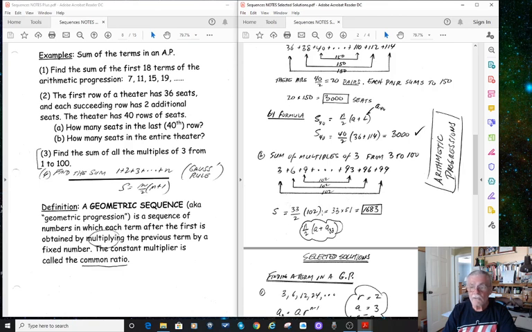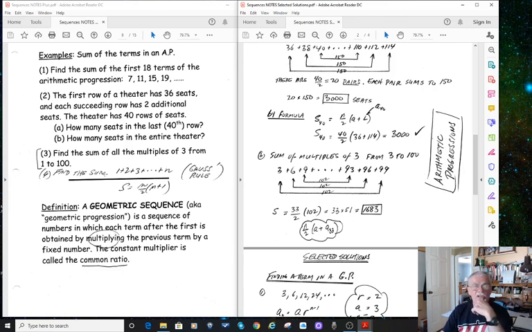Adding up, 33 over 2 times 102. So 33 times 51 is 1683. So these numbers add up to 1683. Okay, and the formula, of course, would be this one. So n over 2, you get the exact same results here. So whether you use the formula or not, you get the same results.